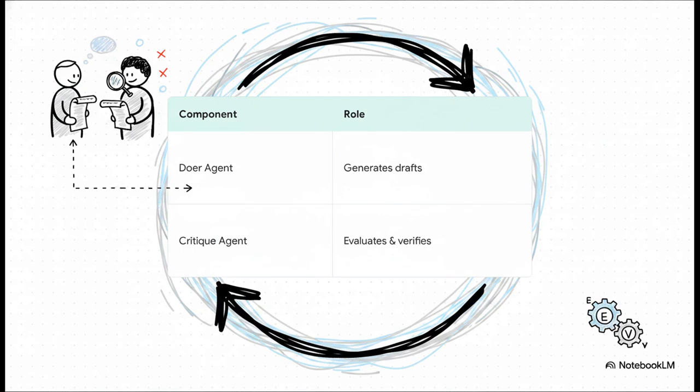So to fix this, we have to separate the execution from the evaluation. We use a dual component setup called the reflection pattern. This forces two completely separate agents to debate and fix the work before it ever hits your screen. You have the doer agent, who hustles to research and draft the initial response. Then, that draft gets passed over to a critique agent, and the critique agent's only job in life is to be a harsh editor. It evaluates the output, runs unit tests, fact checks, and if it finds a mistake, it kicks it right back to the doer with notes on how to fix it.